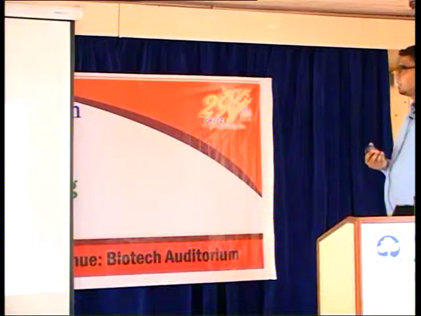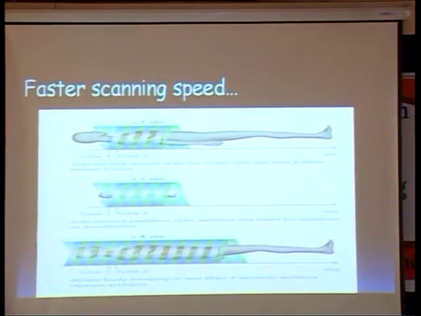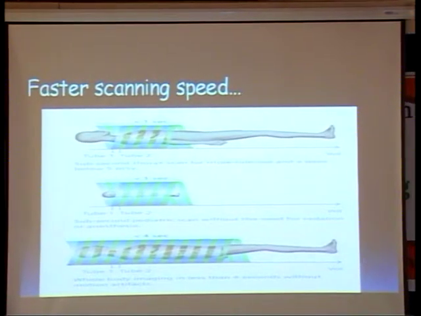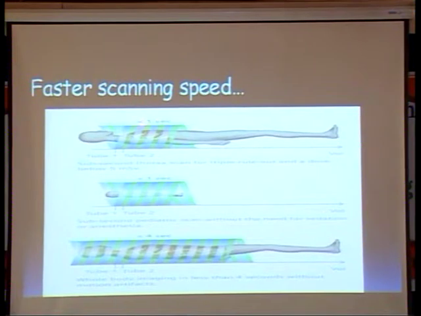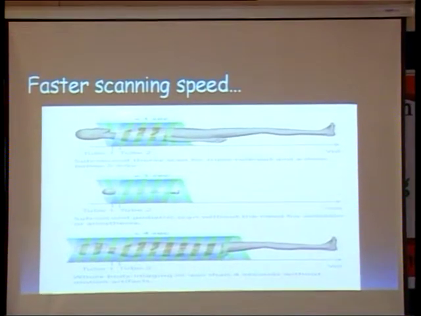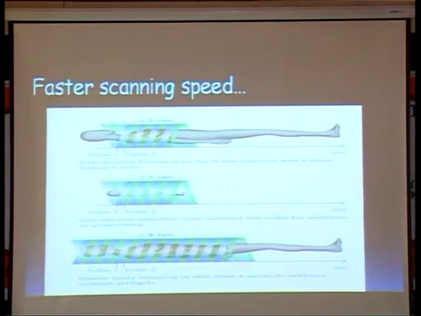Now this is faster scanning speed. In my first slide, I had shown you a CT scanner whose acquisition time was almost 7 minutes, and now it is less than 1 second. This is adaptive, mostly in cardiac.